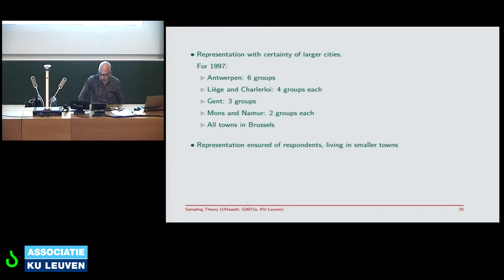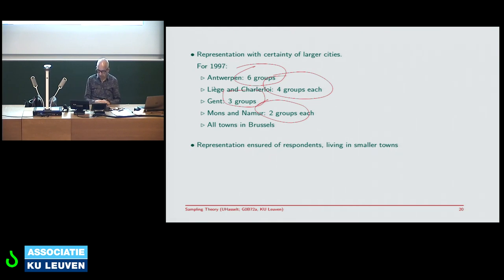So, how was it in '97, for example? Well, in practice, Antwerp was selected 6 times, Liège and Charleroi 4 times each, Ghent 3 times, Mons and Namur twice each, so all the larger towns were represented. Some others were represented with certainty as well. That means there was one group, there could have been 2, but one group was for sure. Others, if Verstappen is selected, it never was of course, but if Verstappen is selected, it will mean that it has a probability of selection between 0 and 1.